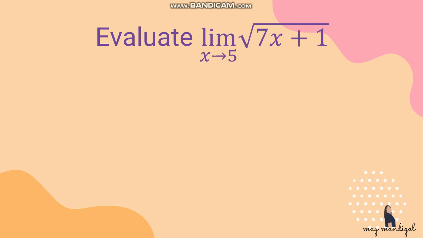Let's say we have to evaluate the limit of the square root of 7x plus 1 as x approaches 5. So what we can do is, let's write here, as x approaches 5. You can get first the limit of the function inside the radical sign. So since it's 7x plus 1, that means it is a polynomial. So we can just substitute 5 and then get the square root of it after.